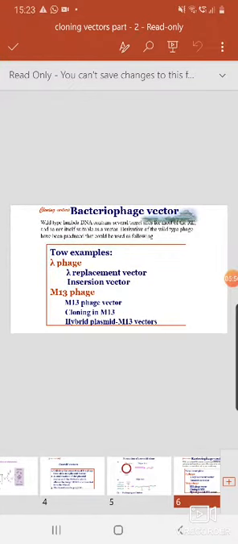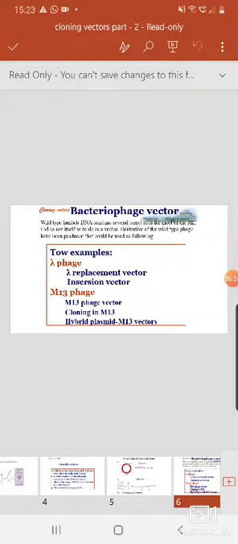One is lambda phage based vector, another is M13 bacteriophage. Remember, M13 or F1 are filamentous, circular single stranded bacteriophages. Lambda is double stranded linear. So M13 phage vectors are named phagemid, and lambda phage based vectors are named phasmid.